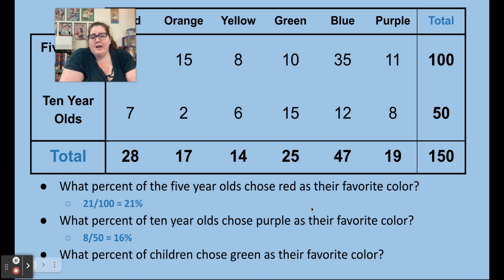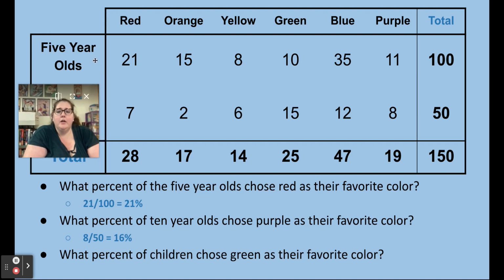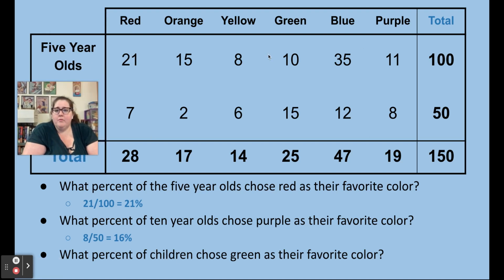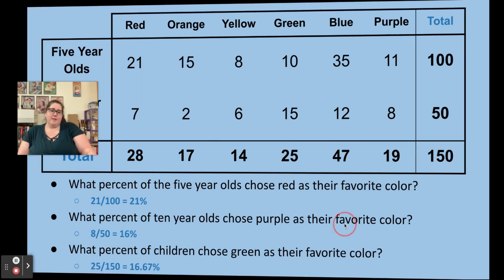And then if I ask what percent of all the children chose green as their favorite color. So of children means I care about both 5 and 10-year-olds. So in total, 25 chose green out of a total of 150. So 25 out of 150, which is 16.67%. So looking at questions like this, we are looking at the word of. The word of is kind of telling you your total. That's the number that should go on the bottom. So those are some good clues. Read carefully to figure out percentages based on a table.